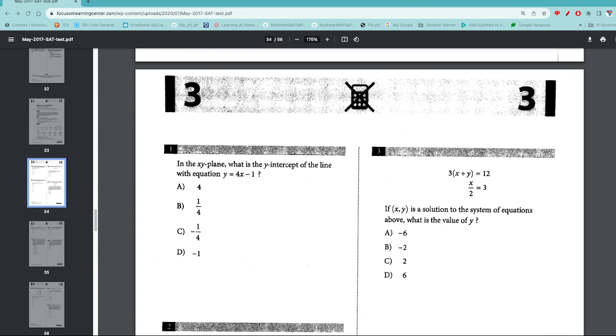Alright. Next, the xy plane. What is the y-intercept of the line with the equation y equals 4x minus 1? Y-intercept, -1. The answer is D.